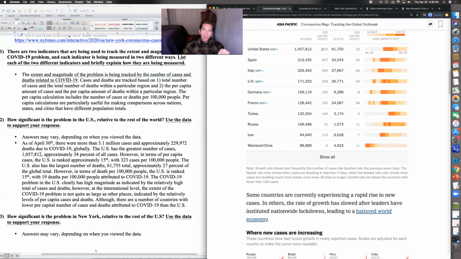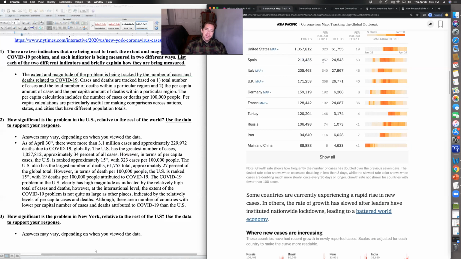So we look at cases per 100,000 people. The US has 323 cases per 100,000 people. But just looking at Spain, they have 457 cases per 100,000 people, right? However, Spain only has 213,000 cases relative to our 1 million cases. So they have 1/5 of the amount of cases that we do. You could multiply Spain's total number of cases by 5, and then on a total basis, they would be where we're at. But they have a higher per capita amount of cases.